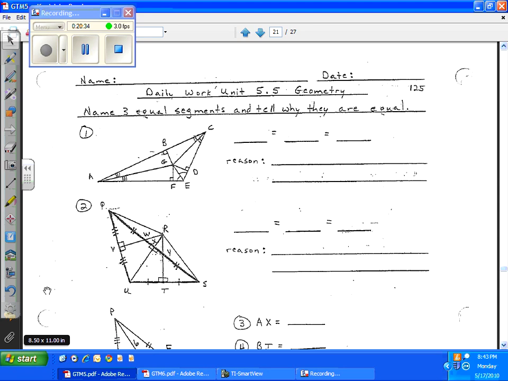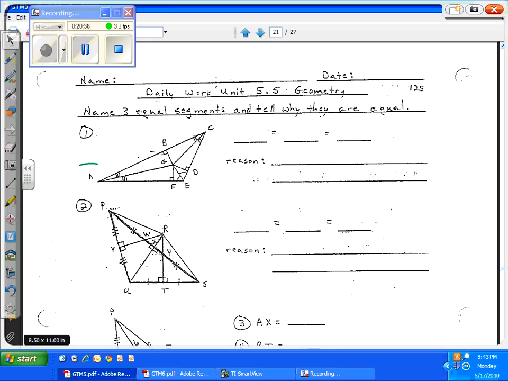Okay, so daily work, Unit 5.5. Name 3 equal segments and tell why they're equal. Well, what we're given is angle bisectors.